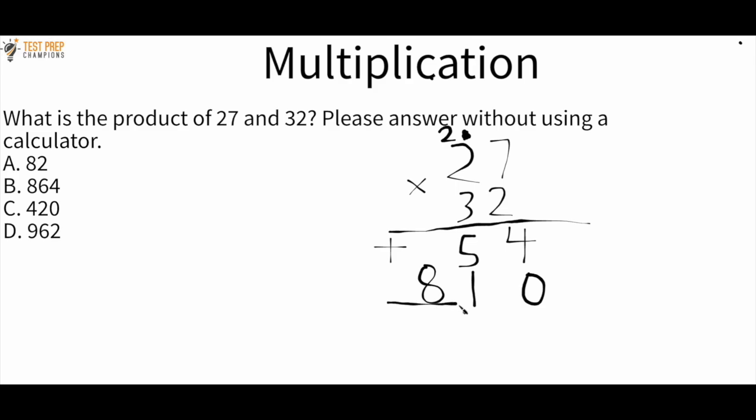So now I add the partial products up. So what is 4 plus 0? 4 plus 0 is 4. What is 5 plus 1? I meant to say 5 plus 1 equals 6. 5 plus 1 is 6. And now I have this 8 here that I could just pop down. So the answer is 864. So B is the correct answer here.